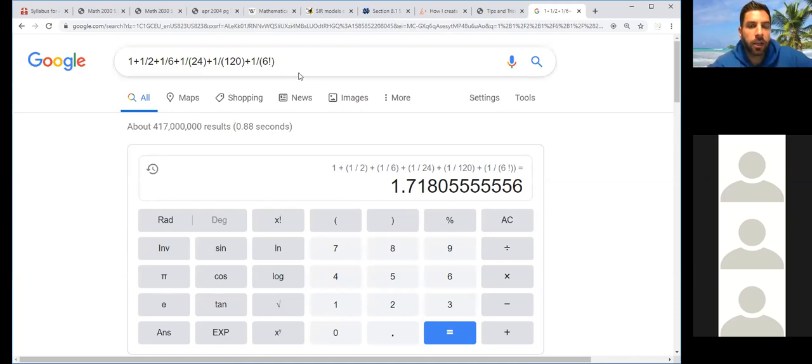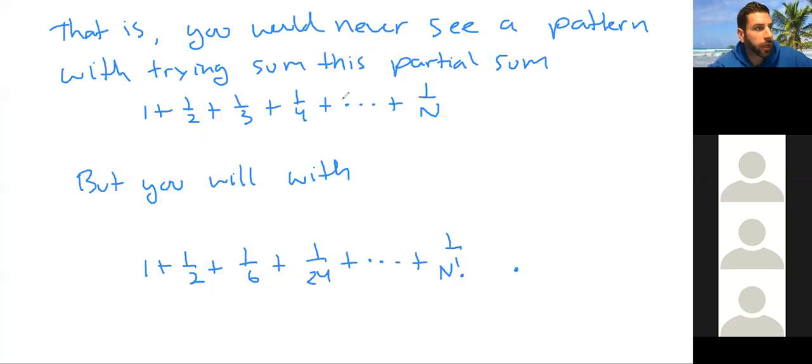So I encourage you to think about this. I encourage you to go to a calculator and experiment with both of these partial sums. And you're going to see one has a pattern and the other doesn't. Okay, so does anybody have a question?